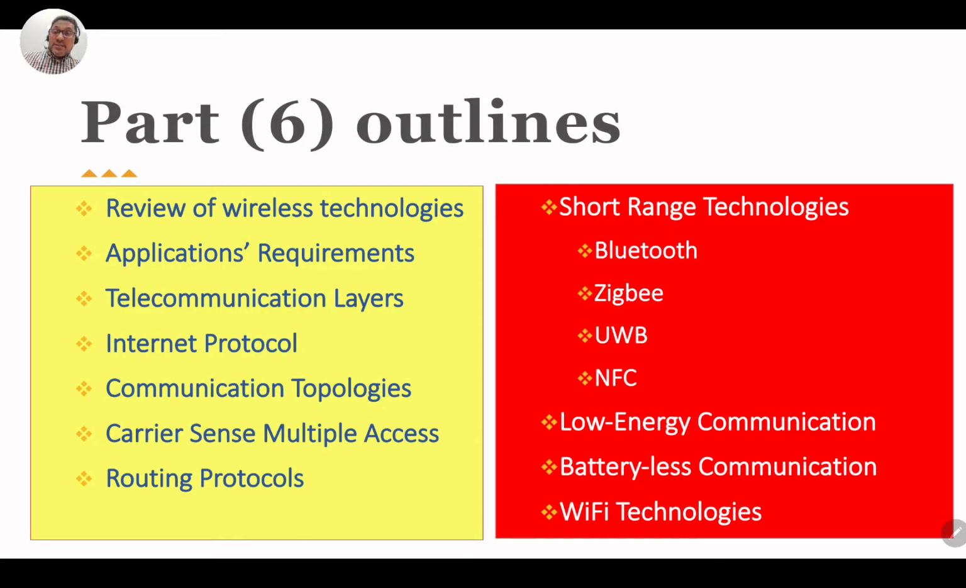The outline of part 6 is we will start with a review of wireless technologies, applications, requirements, telecommunication layers, internet protocol, communication topologies, carrier sense multiple access, routing protocols, short range technologies like Bluetooth, Zigbee, ultra wideband, NFC, low energy communication, batteryless communication, and Wi-Fi technologies. So these will be the general topics of part 6. Of course, as before, it will be given over several clips.